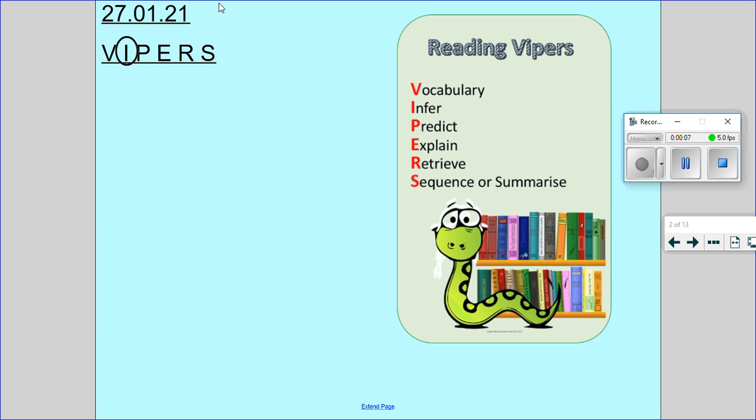I've just noticed that the date is incorrect there, so I'm just going to change it for you. It's Thursday and we're on to lesson 3 of Mrs. Armitage on Wheels. So I'd like you to press pause, please. Write today's short date and VIPERS, putting a circle around the I for infer.